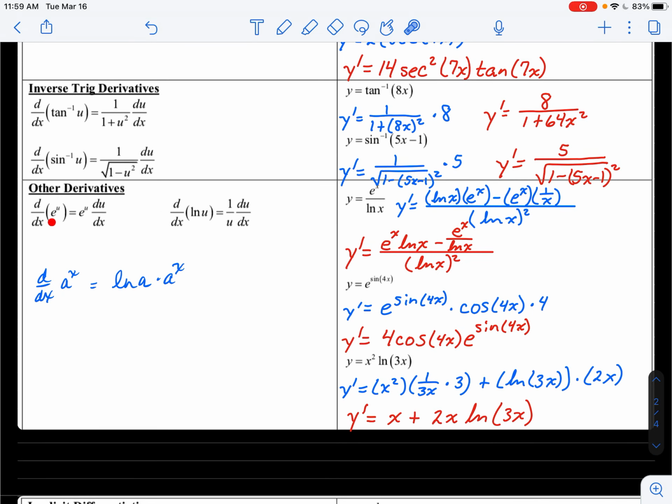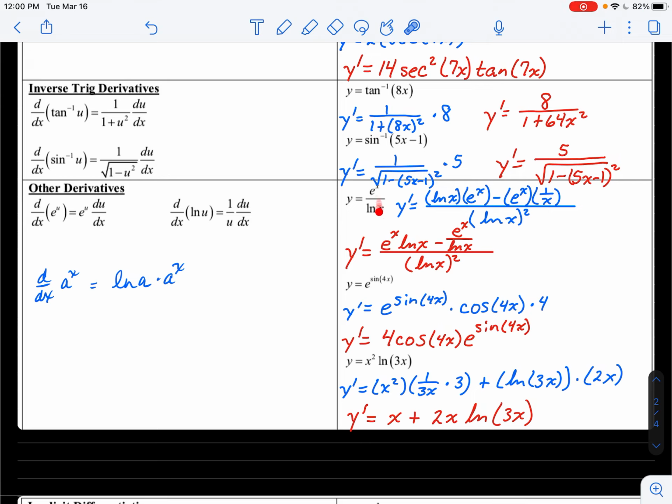The last couple of derivatives: an exponential, of course, is itself. How nice. Derivative of natural log is the reciprocal function, 1 over u. Here's one that we need to add. This is the derivative of an exponential: a to the x is natural log a times a to the x. You might see this on your test. It's very rare. That's why Mr. Sassman left it off, but occasionally it will be there, so might as well have it.